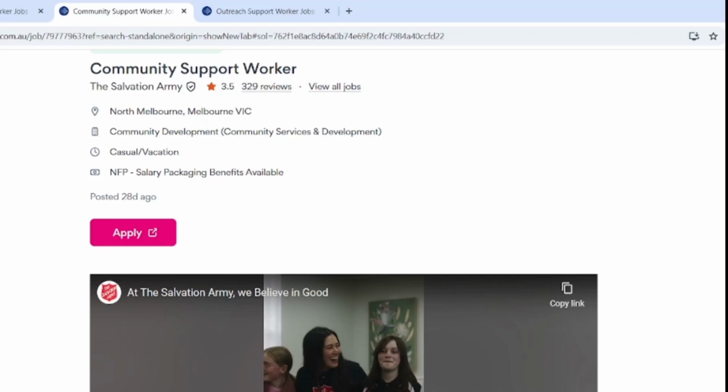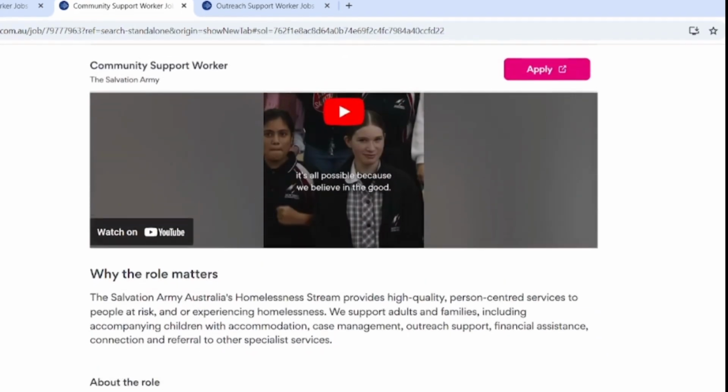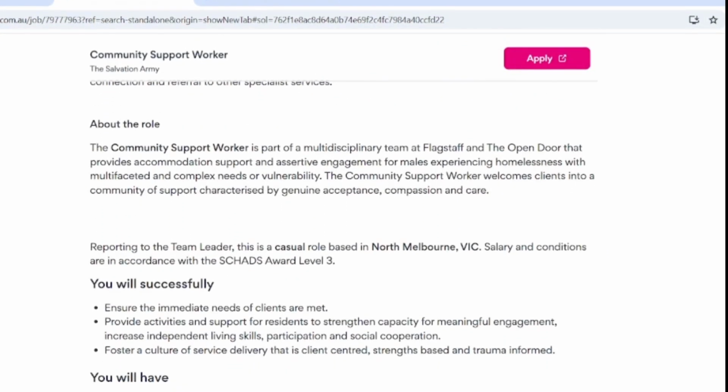Alright, let's take an example. Here's a community support worker role which is advertised by the Salvation Army. I think it was 28 days ago, as written here. Let's have a look at the role and responsibilities. So as you read about the role here, it tells you who is the community here. If you read the first two lines, it says the community support worker is a part of a multidisciplinary team at Flagstaff and the Open Door that provides accommodation, support, and assertive engagement for males experiencing homelessness.